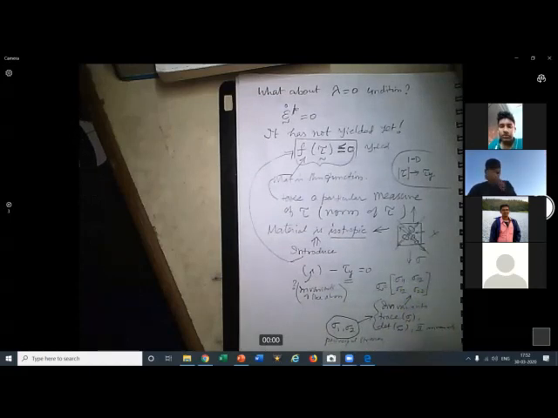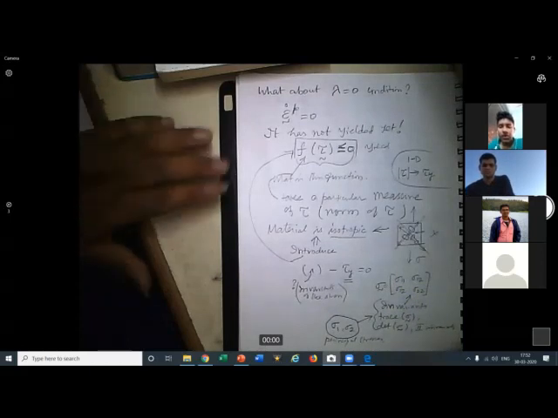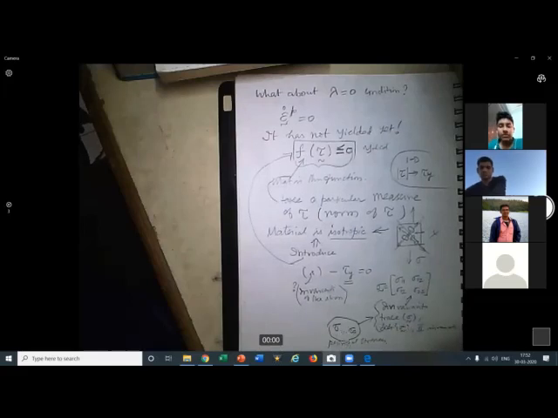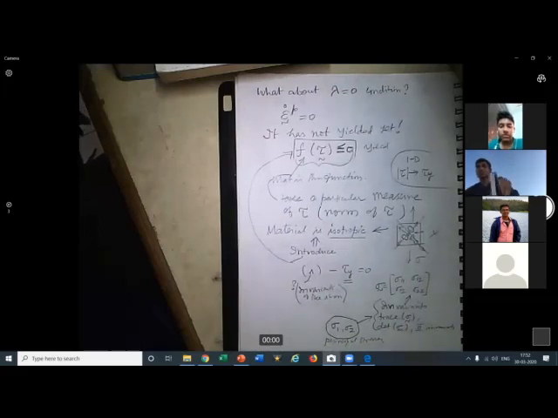Sir, only the sum of eigenvalues will remain the same, right? No, eigenvalues will remain the same. They are the roots of the characteristic equation of the matrix. That is why it is named as invariant, right? Clear now? Shall I repeat it once more?